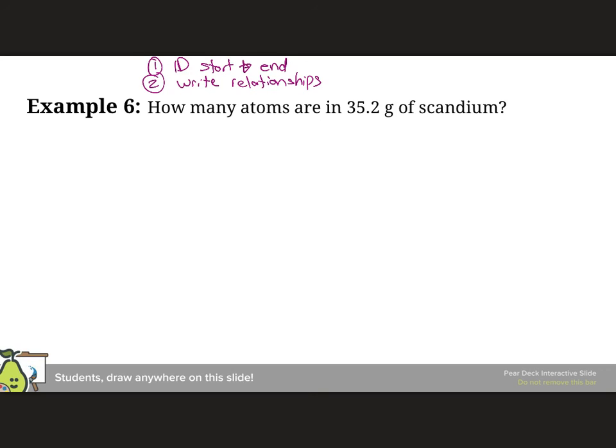Moles in both of them. But in this case, we see atoms here, so I need the relationship that has atoms. And I see grams, so I need the relationship that has grams. Third, set up your dimensional analysis. All right, so you can go ahead and pause and then do that and then pick the video back up.